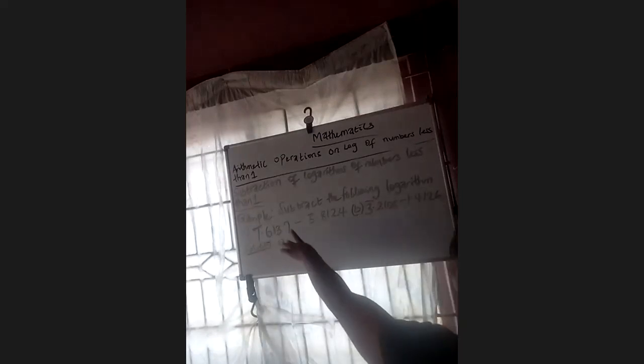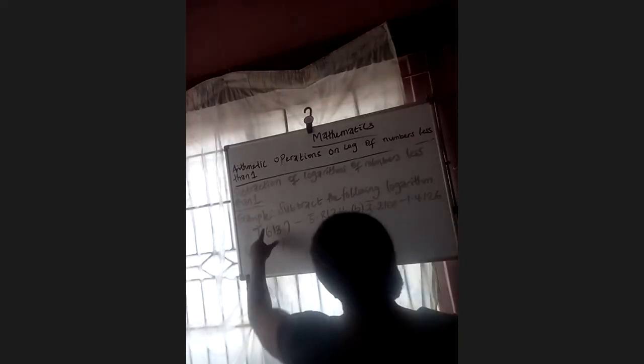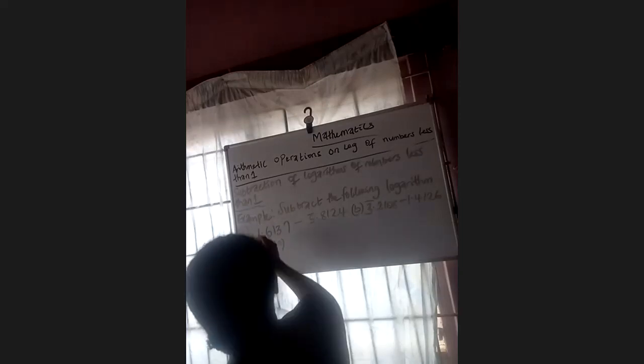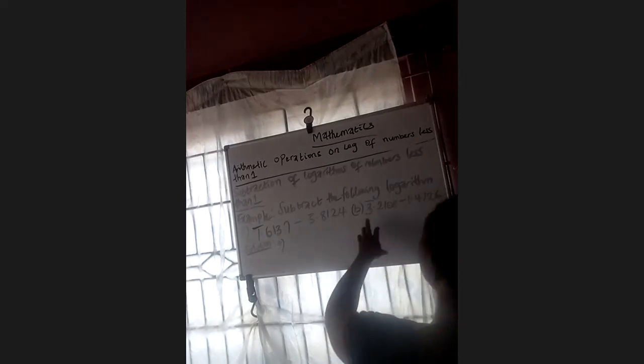So the next arithmetic operation we'll be looking into is subtraction of logarithms of numbers less than 1. Example, subtract the following logarithms. A, bar 1.6137 minus bar 5.8124. The second one, bar 3.2108 minus 1.4126.